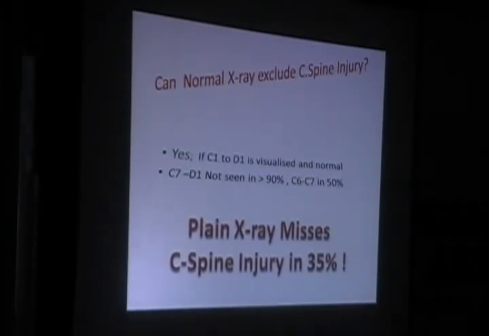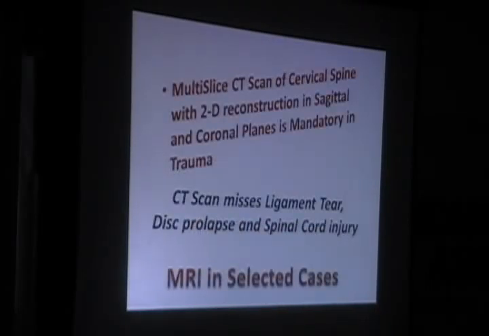Then the question is, is X-ray enough? Most often, yes, especially in individuals with a thin, long neck, where we can see C7 to C1 to D1. But X-ray can miss up to 35%. So in such cases, we do a multi-slice CT scan of the cervical spine with 2D reconstruction, which will not miss the bony injury. In very selected cases, when the CT is normal but the patient has a neurologic deficit, when we suspect an acute disc collapse, then we do MRI.